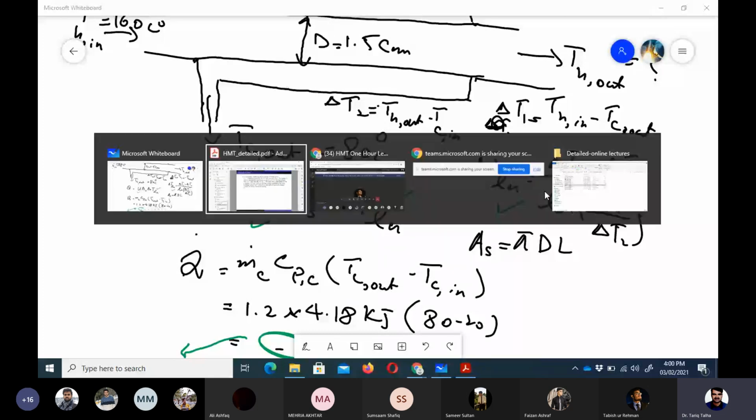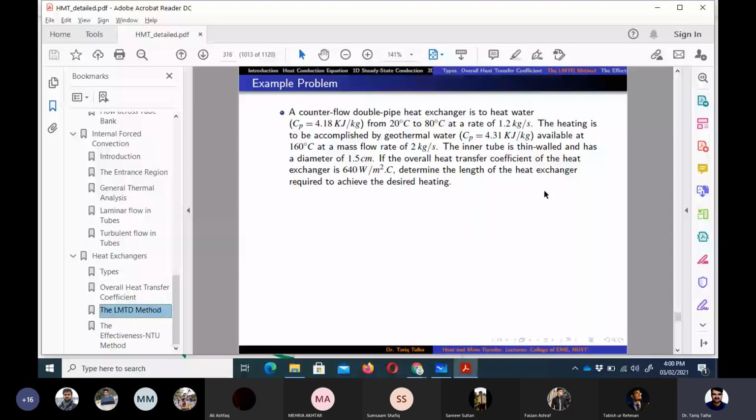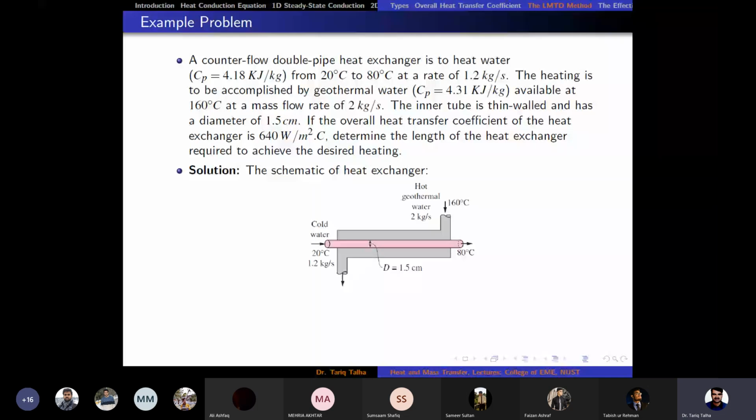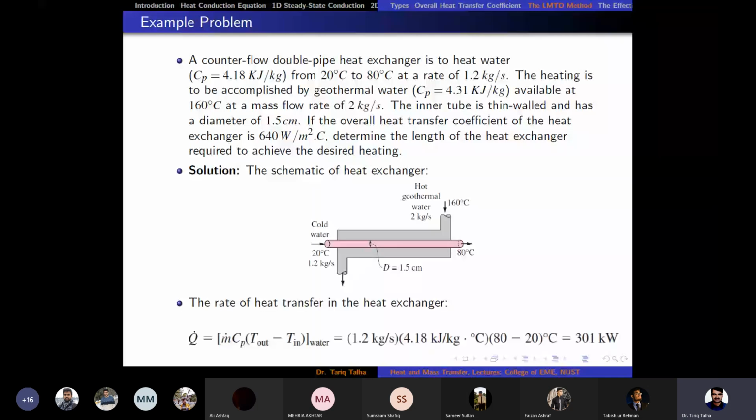Now I have explained the calculation procedure, so now we can see the exact numerical calculation here. First of all, we need to find Q dot for the cold fluid, which would be equal to m dot Cp into T out minus T in. So 1.2 into 4.18 into 80 minus 20 would be equal to 301 kilowatts, and this is the same heat which is released by the hot fluid.